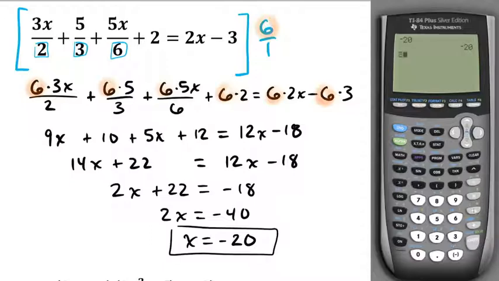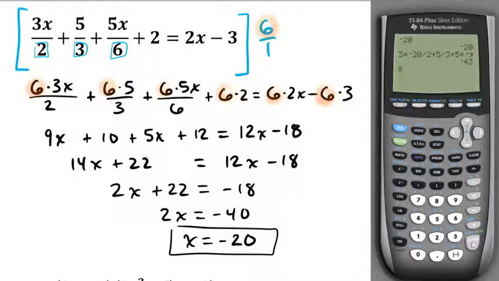So I could go 3 times the number on the stack, right? Got it. And I'm going to divide that by 2. And then I'm going to add 5 divided by 3. And then I'm going to add 5 times that number that's still on the stack. Got it? And I'm going to divide that by 6. And then finally, I'm going to add 2. So when I do all of that, I get negative 43 on the left-hand side.